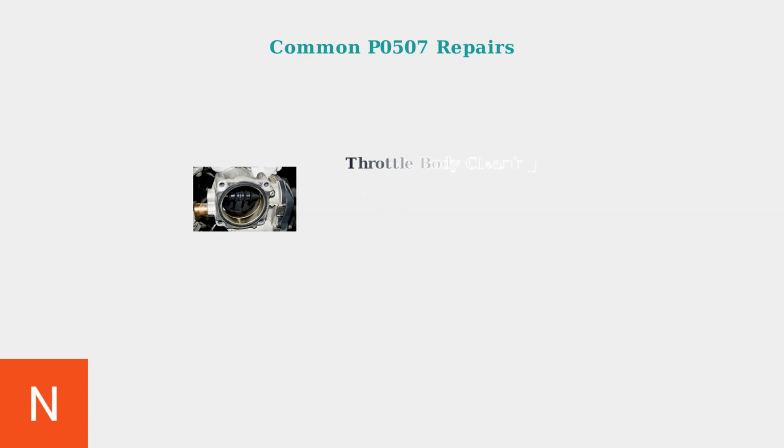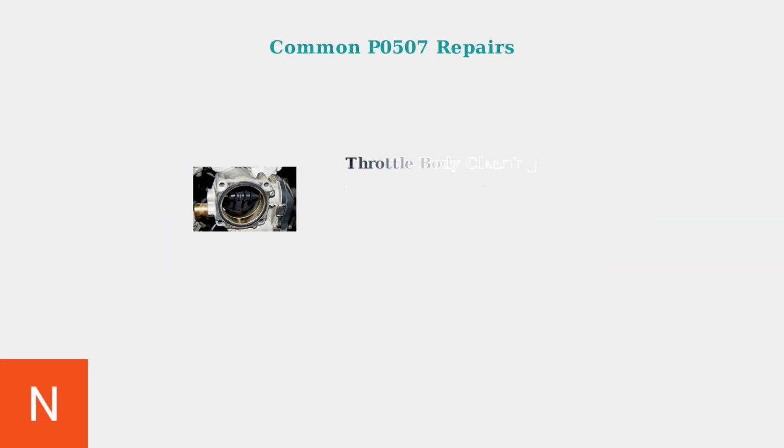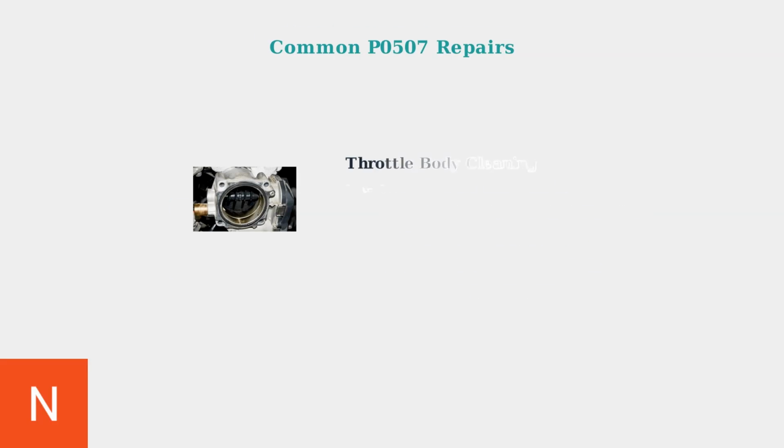Prevention is key to avoiding P0507 codes. Regular maintenance, including throttle body cleaning every 30,000 to 50,000 miles, and timely air filter replacement can prevent most idle speed issues. Following these prevention strategies significantly reduces the likelihood of P0507 codes. Regular maintenance not only prevents problems but also extends engine life and maintains optimal performance.